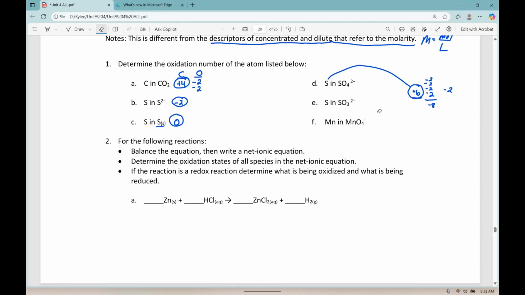If we compare that to the one below it, which is sulfite, we only have 3 oxygens. So that gives me a negative charge of -6. Again, I have to equal out and get my net charge to be -2. So in this case, the sulfur would be acting as a +4, because +4 and -6 still maintains that -2 charge.